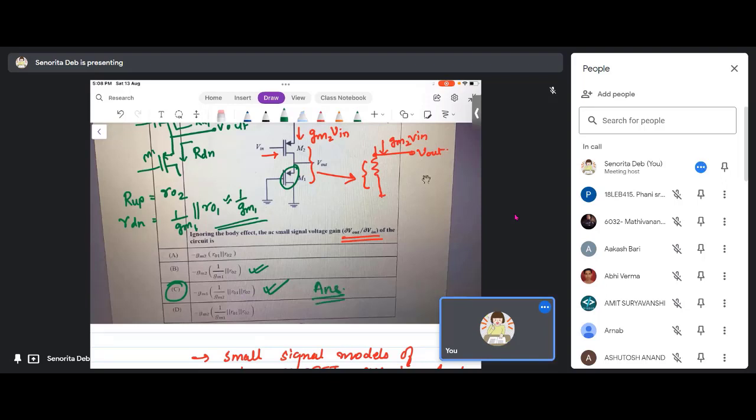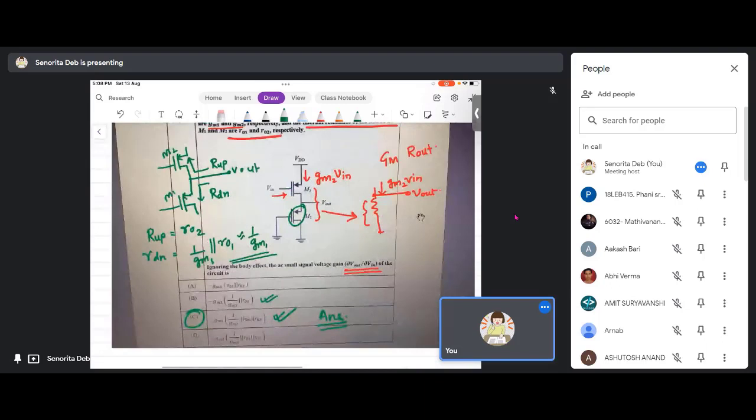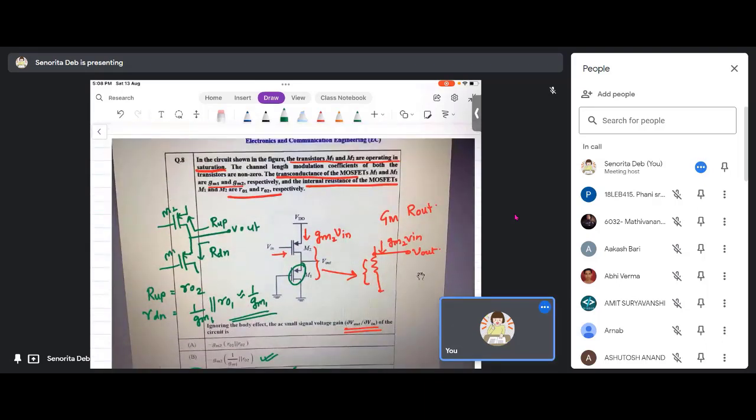Okay. So this small signal analysis, I will do it in next class. If you want to have an understanding of these topics, you need to go through the book of Razavi, analog integrated circuits, I think. Yeah. This is in chapter 3.